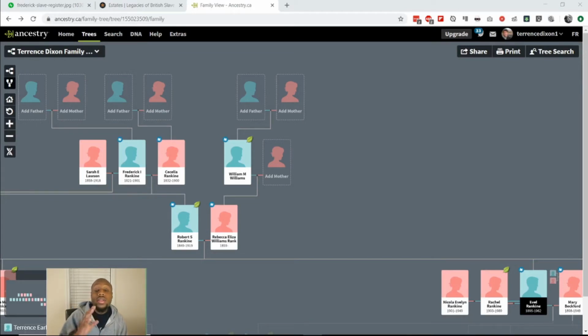Okay, so we're in the family tree section of ancestry.ca. I actually exported my family tree from familysearch.org and imported it into Ancestry.ca, and Ancestry.ca was able to find even more information about the members of my family. So I've expanded my great-grandfather's family tree. His name's Evo Rankin, and I have his parents, and I have his grandparents. The one we're specifically looking at is Frederick Rankin.